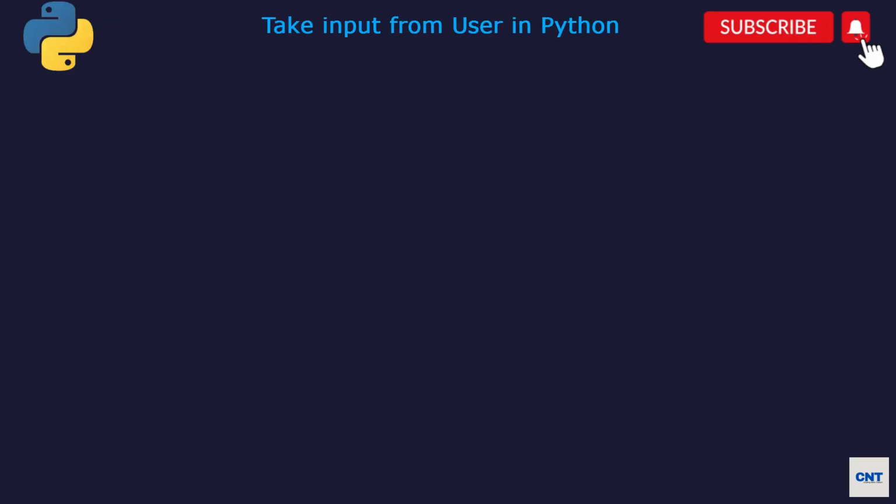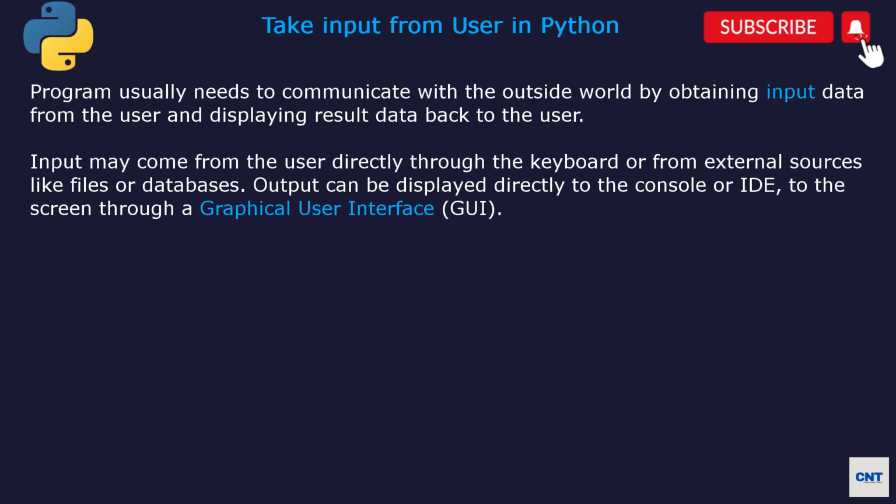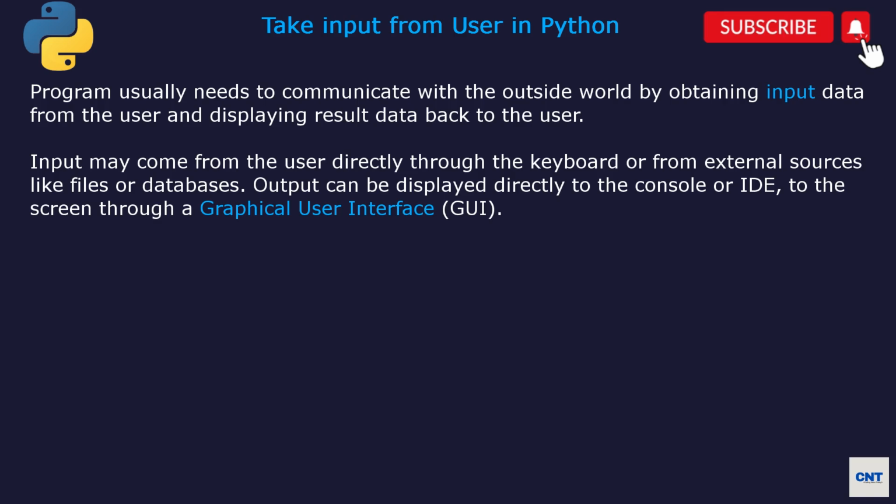Guys, in this video, we are going to learn what is input output in Python. A program usually needs to communicate with the outside world by obtaining input data from the user and displaying result data back to the user. Input may come from the user directly through the keyboard or from external sources like files or databases. Output can be displayed directly to the console or IDE, or to the screen through a graphical user interface.